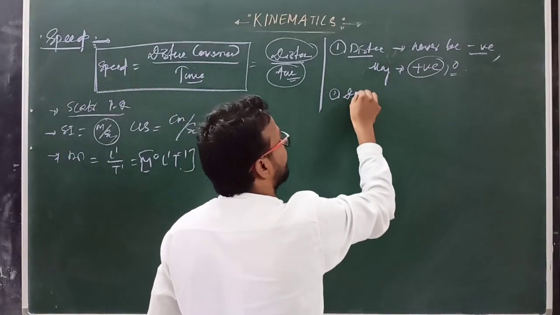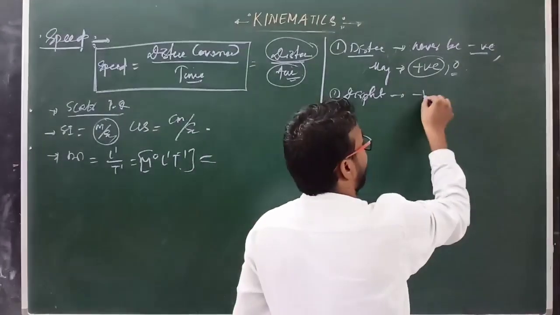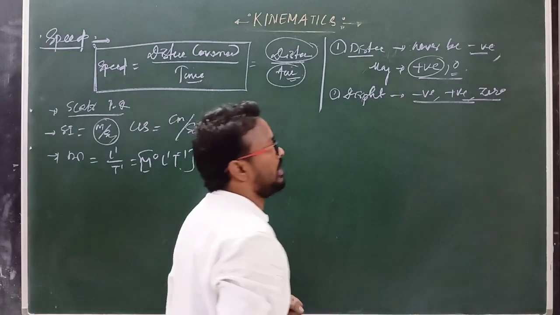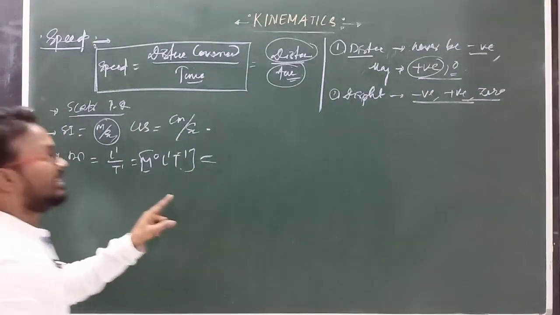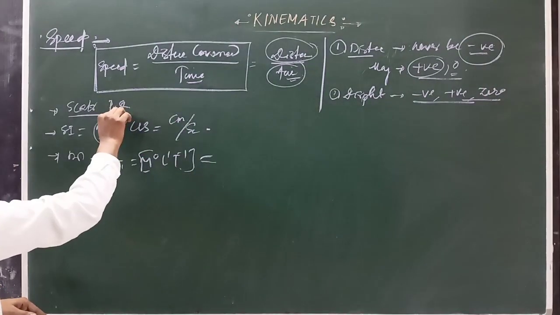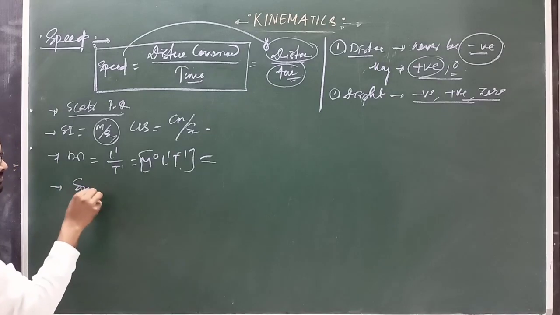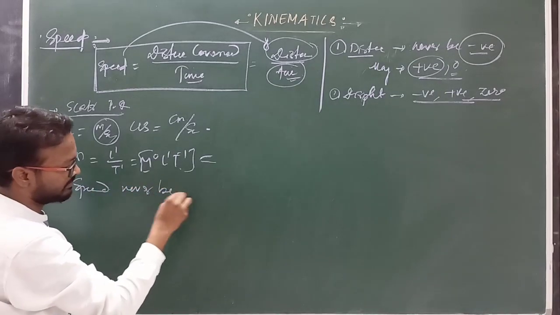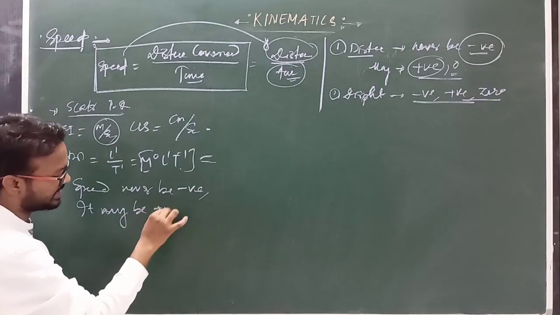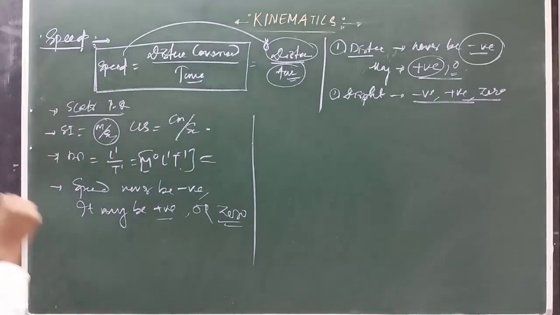But in case of displacement, because displacement depends on direction, displacement can be negative, positive and 0. Clear? So these are another two differences between distance and displacement. Okay. If distance never be negative, then speed never be negative. Why? Because speed always depends on your distance. So speed never be negative, means it may be positive or 0. Clear? So this is known as the displacement.